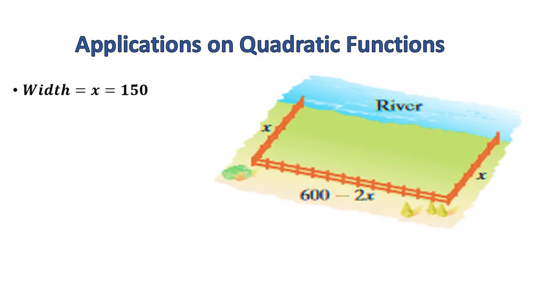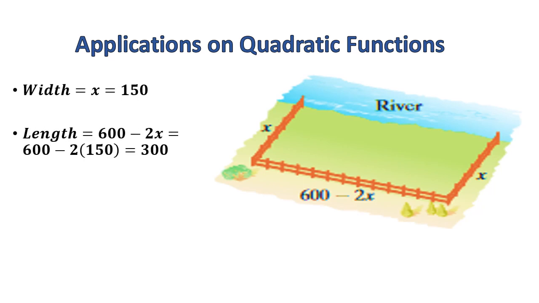So the width is 150 and the length is 300. Therefore, the maximum area is 45,000 square feet.